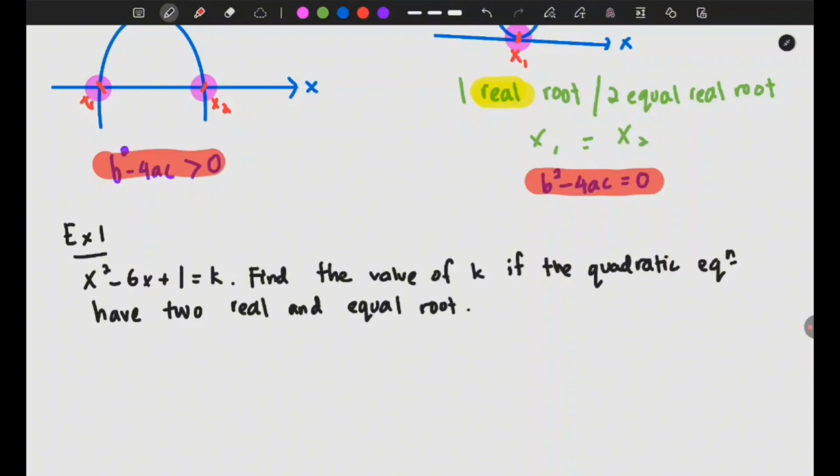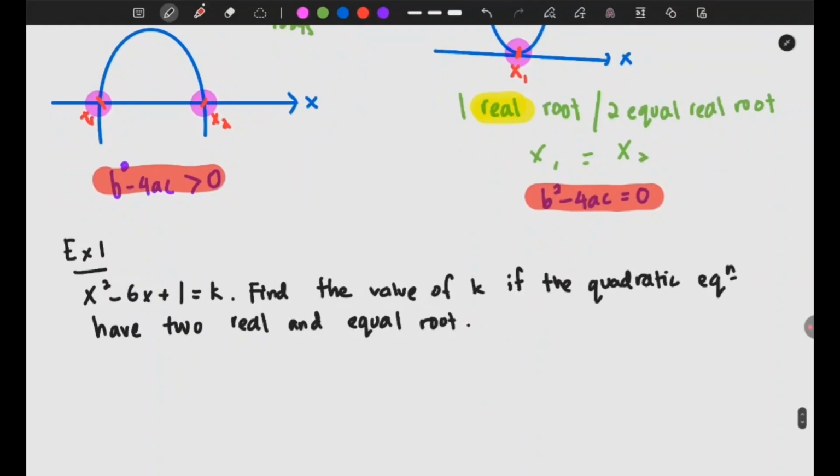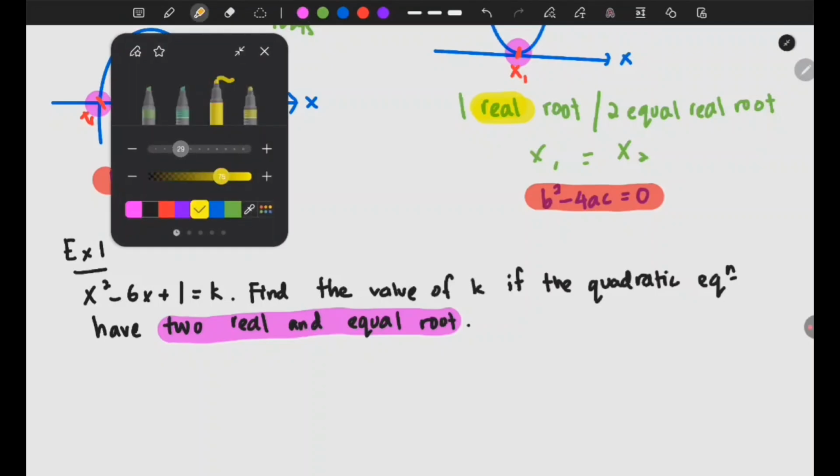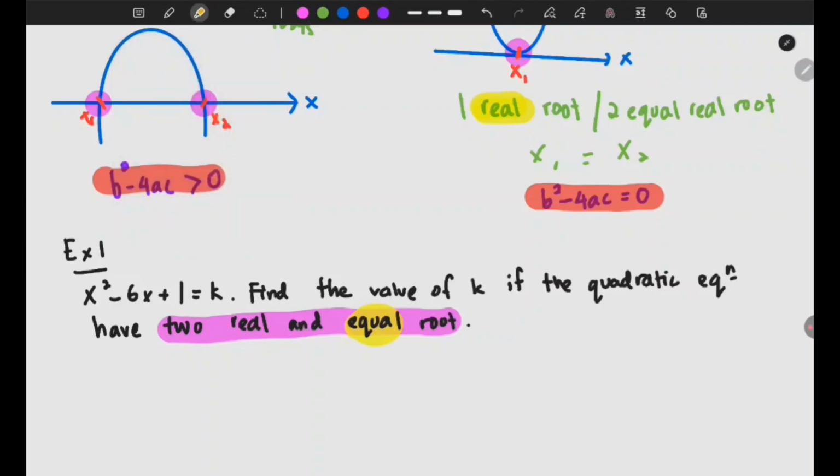So they will mention the keyword that I write here. So from there you need to analyze which category or which type the roots come from. So I clearly mentioned here that it comes from two real and equal roots. The important word that you really need to highlight is the word equal. Two equal roots. That means the equation that you have to use is b squared minus 4ac equals to 0.